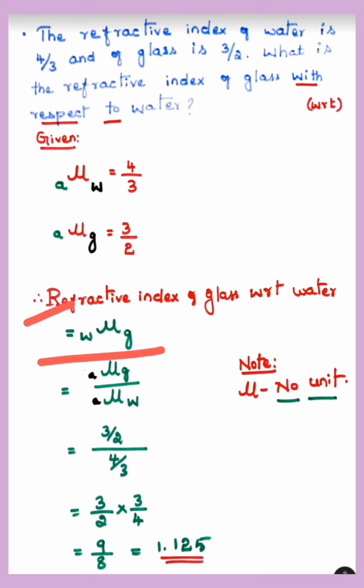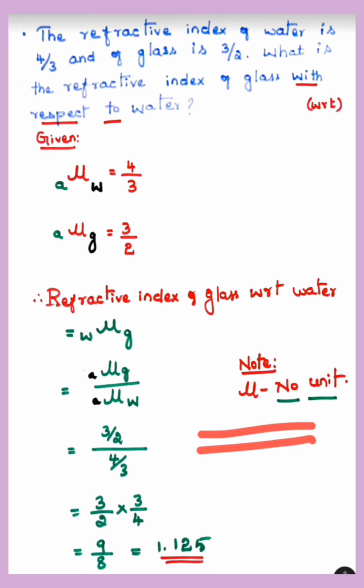Mu of G with respect to water, and in the next step we express it as the refractive index of glass in the numerator and the refractive index of water in the denominator. Then substitute the values. The refractive index of glass is given as 3 by 2, divided by 4 by 3, and when you take this 4 by 3 to the numerator, it becomes 3 by 4. On solving, you get the answer as 9 by 8, which is 1.125. And remember, refractive index has no unit.